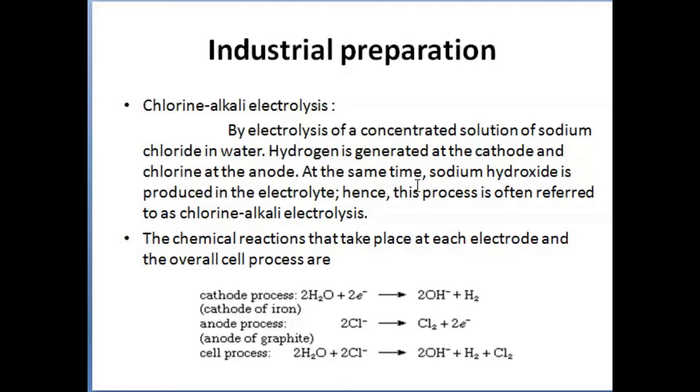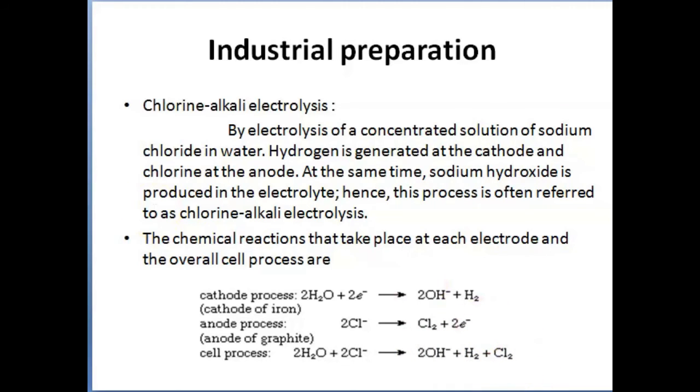The chemical reactions which take place at each electrode and the overall cell process are: at the cathode, H2O plus electron gives OH minus plus H2, and at the anode, Cl minus gives Cl2 plus 2 electrons. So, the overall cell process is H2O plus Cl minus gives OH minus plus H2 plus Cl2.